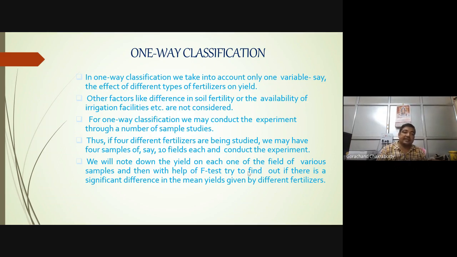For one-way classification, we may conduct the experiment through a number of sample studies. Thus, if four different fertilizers are being studied, then we may have 4 samples of 10 fields each and conduct the experiment. We will note down the yield on each one of the fields of various samples, and then with the help of the F-test, try to find out if there is a significant difference in the mean yields given by different fertilizers.